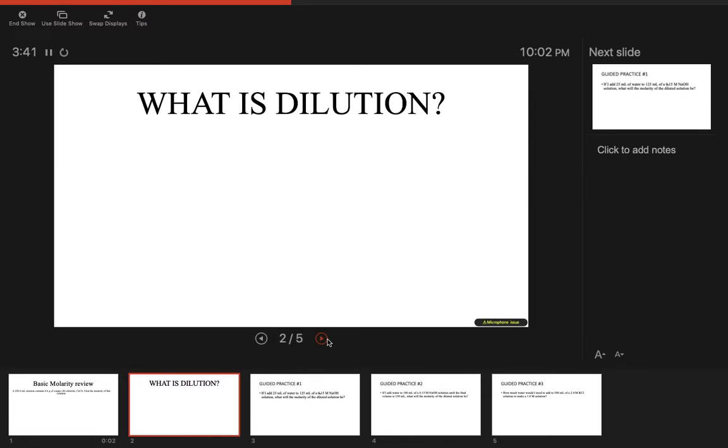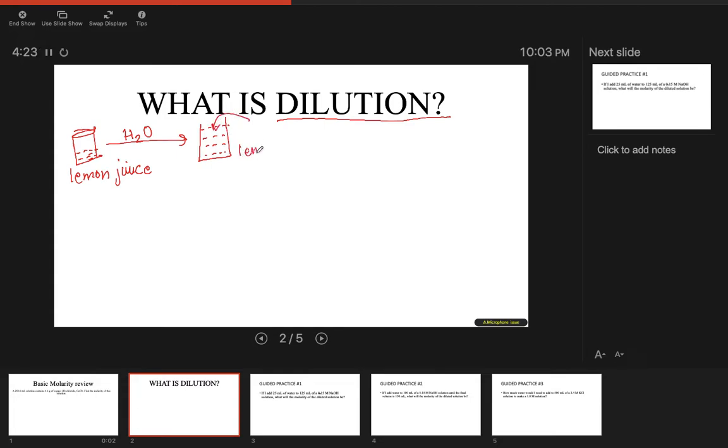Dilutions. What is dilution? Dilution, diluting, is basically watering it down. For example, here you have lemon juice. Nobody dares to drink it, right? Because it's very sour. Now you add some water in it up to here, and maybe add some sugar in it.